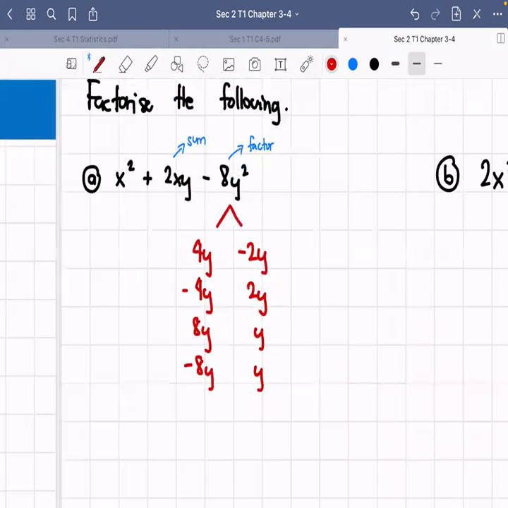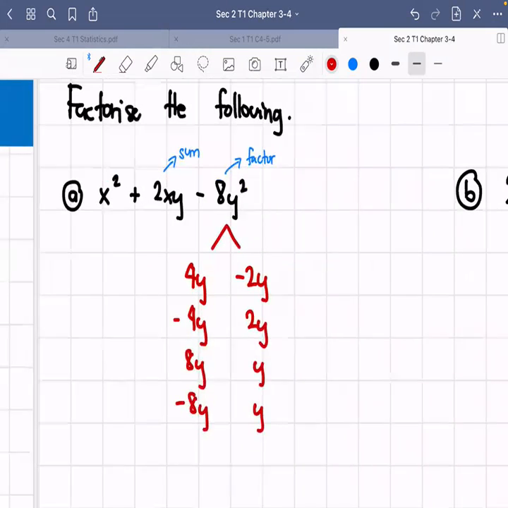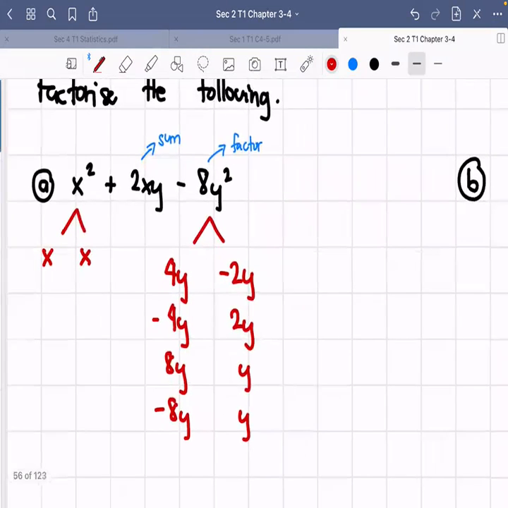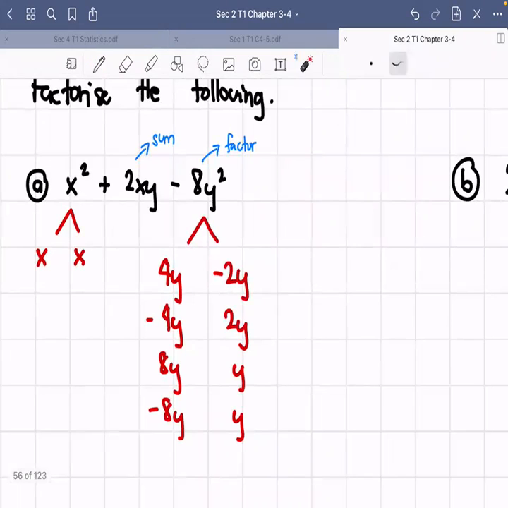Okay, and obviously x squared here will just give you x and x. Now don't mind the x and y's. So which pair will give me a +2? Class, which pair among these factors will give me a +2? -2 plus 4. So it's -2 and 4. So this is the pair.